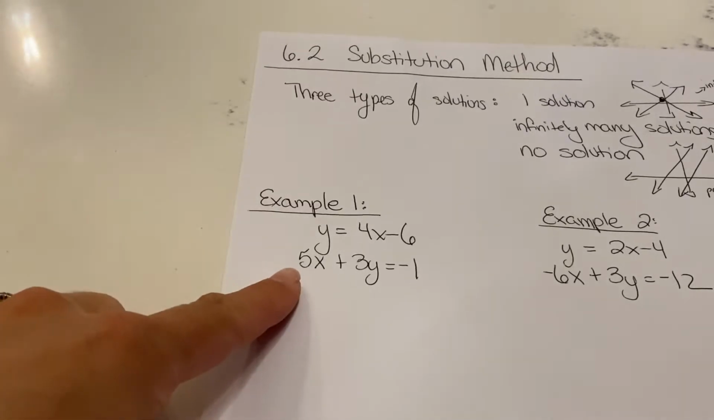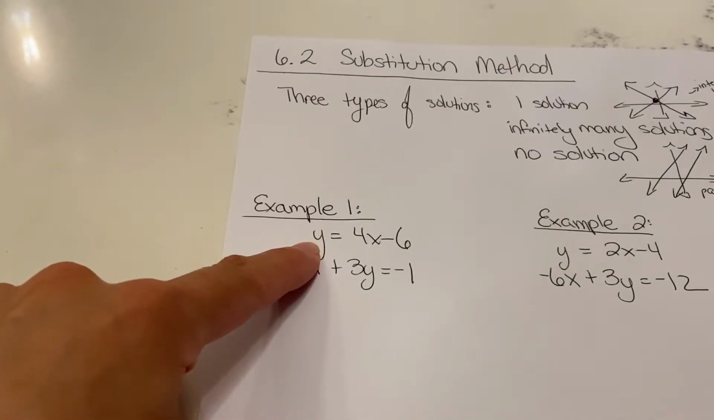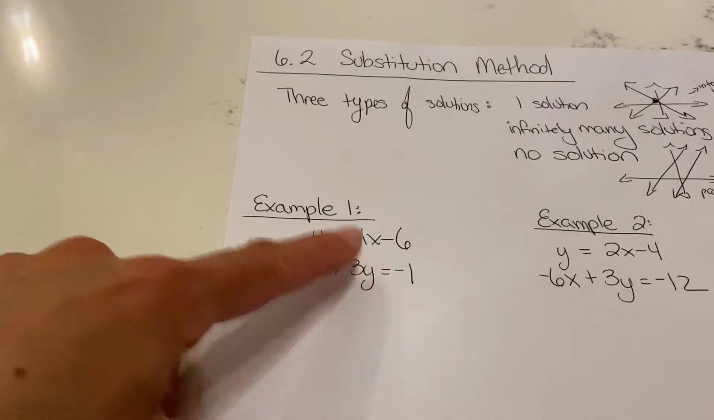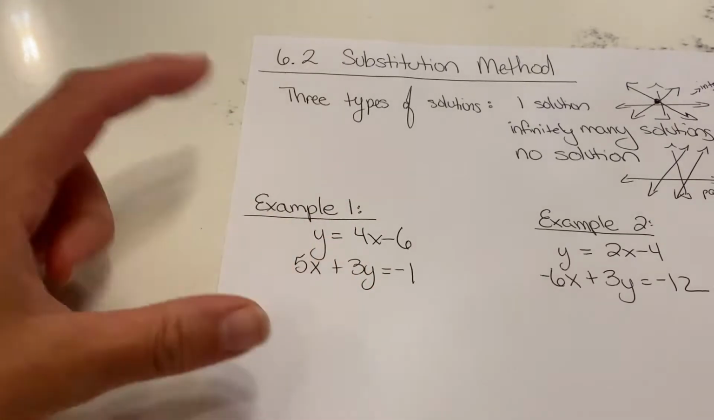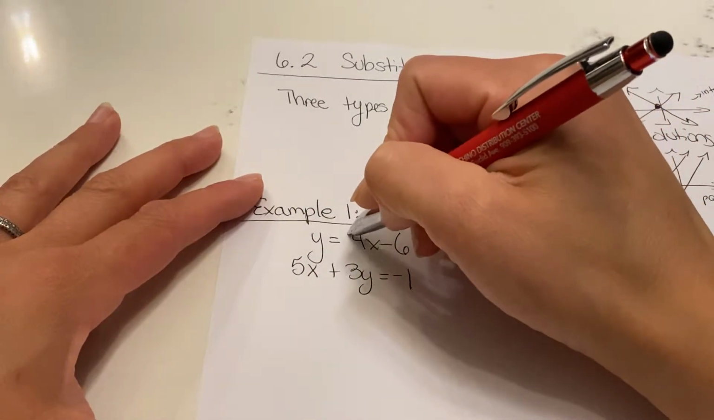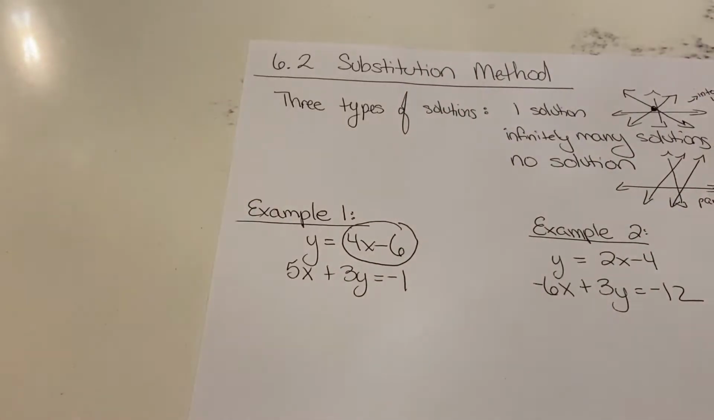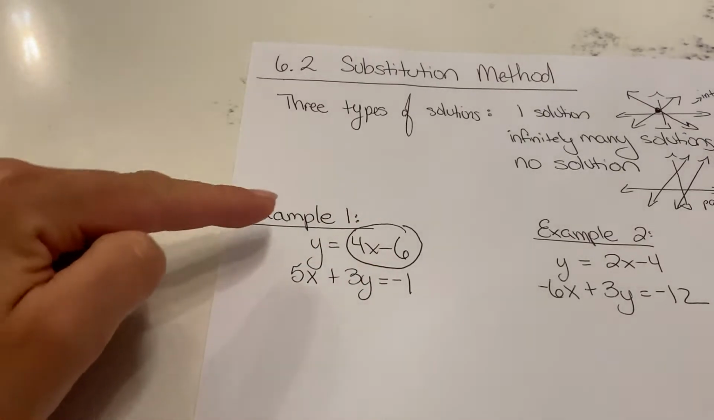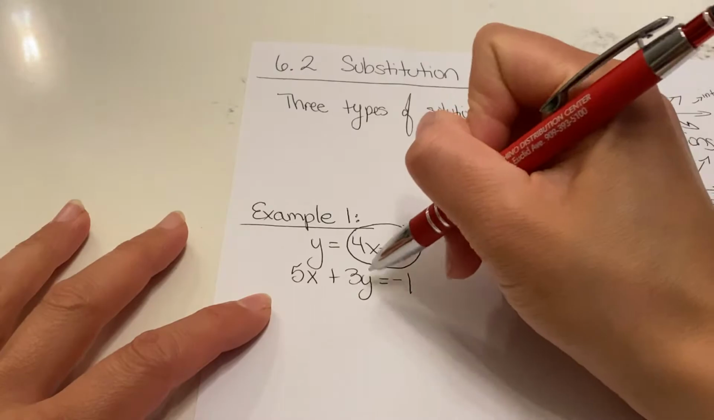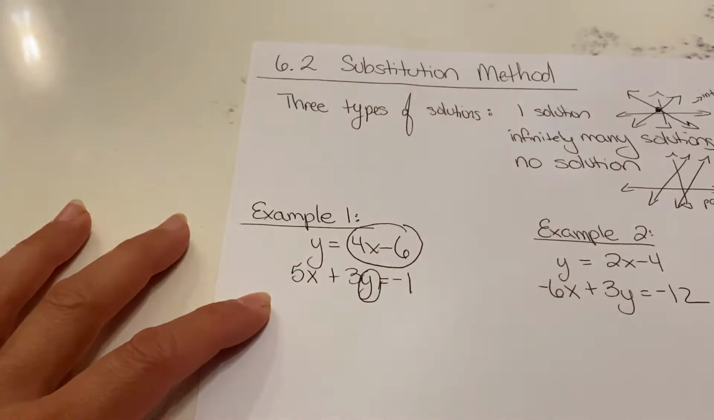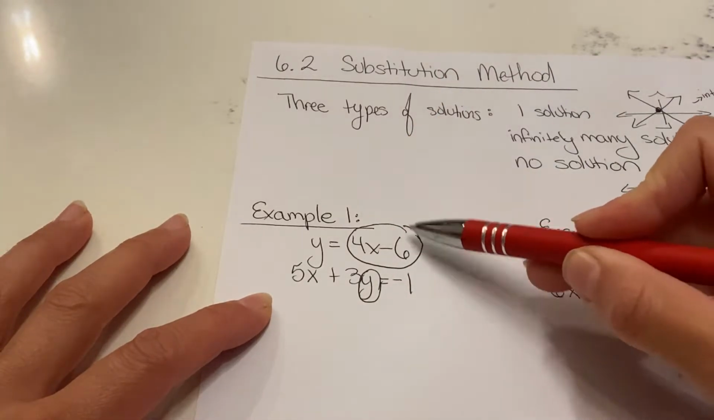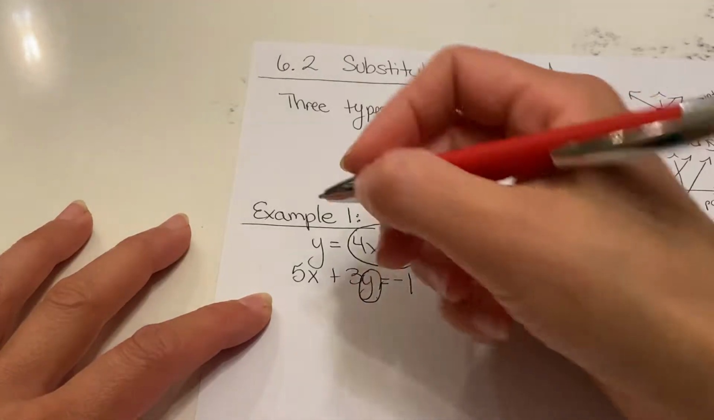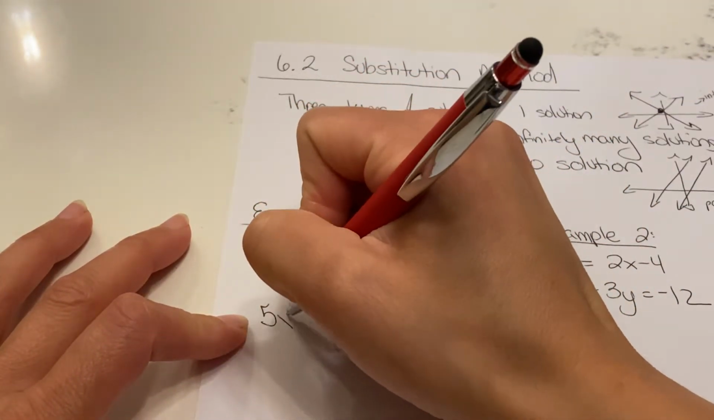So for example, in this problem, you see how the first equation says y equals? That represents that the y is by itself. So what does the y represent? y is equal to 4x minus 6. So what does y represent? 4x minus 6. So that means that in the second equation, where you see a y, you will substitute this expression into the y. So here, let me show you what your first step will look like.